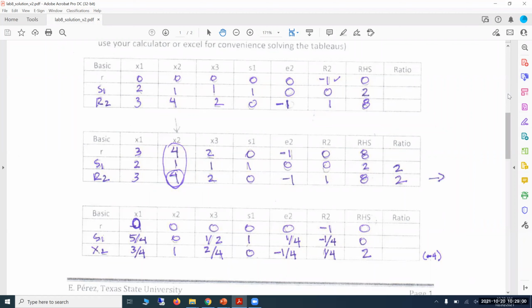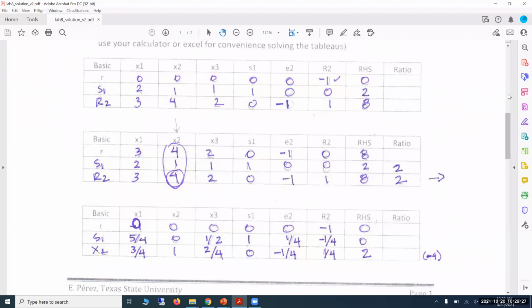And the tableau is not representing that. What the tableau is saying is the objective function value is 0. The reason for that is that the column for R2 is not consistent. You have to make that equal to 0. When you make that equal to 0 at the top, you see how this changes to 8, which is the actual solution for the problem at that point.